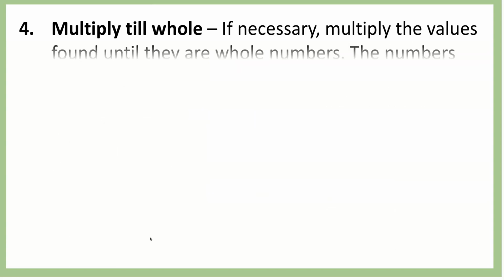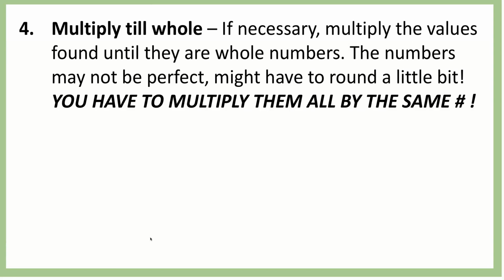Alrighty then. Now, multiply till whole. This is not an always happening step. For our example right now, it is going to happen, but not always. Now, multiply the values found until they are whole numbers. The numbers may not be perfect. You might have to round a little bit. That's fine. But you have to multiply them all by the same number. That's the most important part.